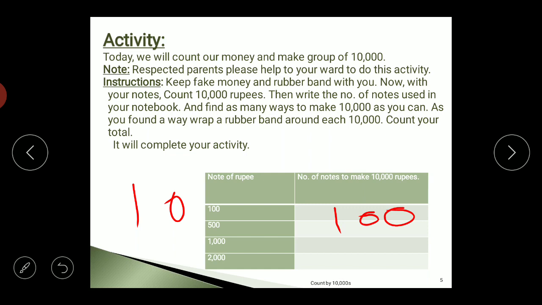So let's move forward. This activity is for you, and you have to complete it at your home.